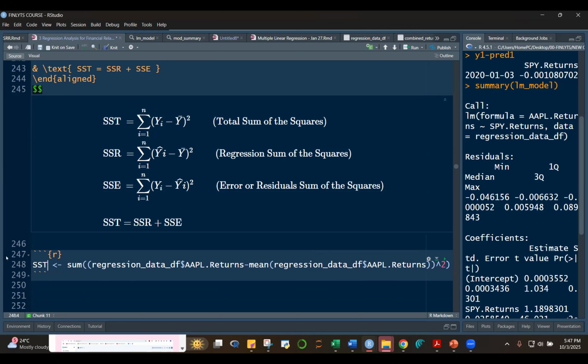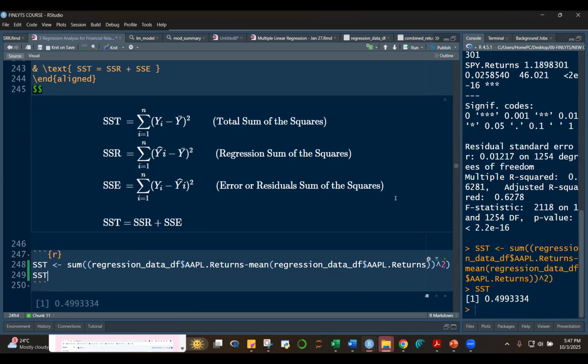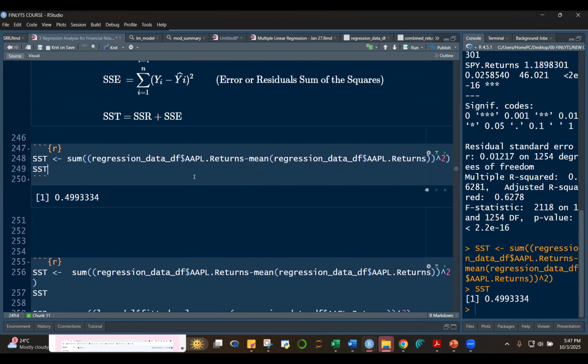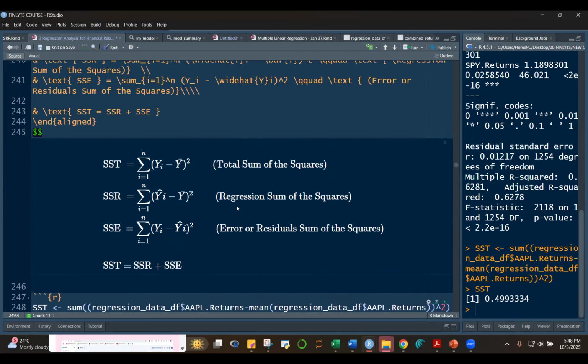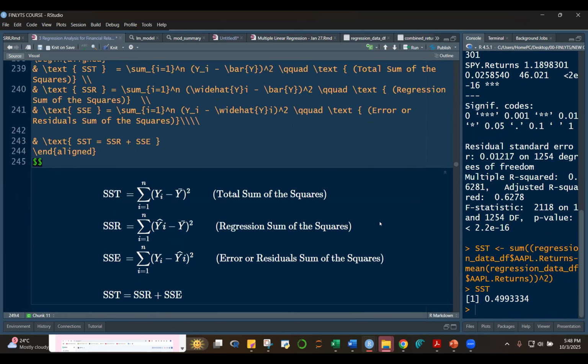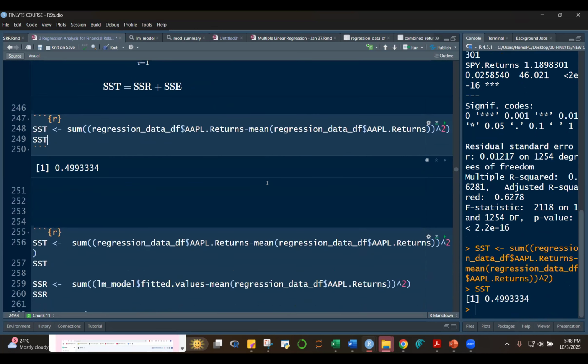And if we run this, let's add SST so it also prints. So this is the total variation, 0.499. And then we compute the regression sum of the squares. So what is the regression sum of the squares?